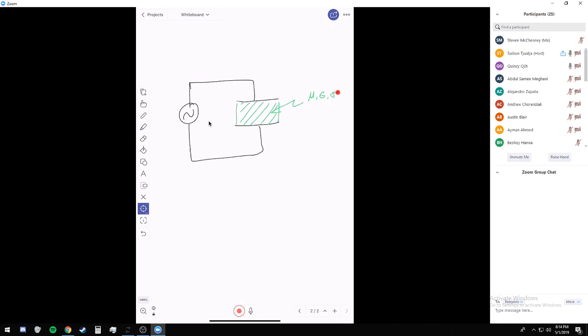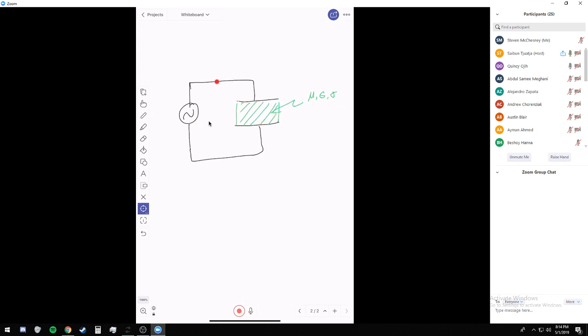So if sigma is equal to 0, and mu is equal to mu 0, then we say that material is a pure dielectric, which means that there's no conduction current. So the current that can flow through here, if this is time varying, like in this case, and there's a current flow, is what we call the displacement current.